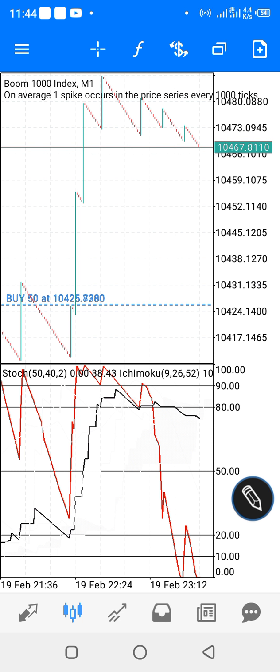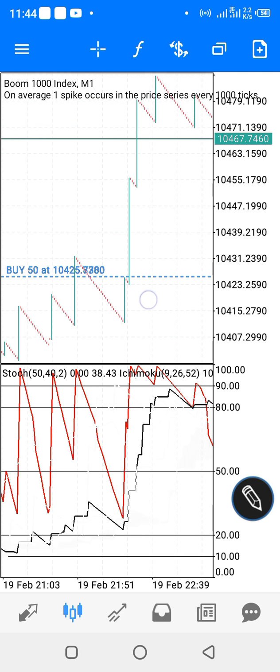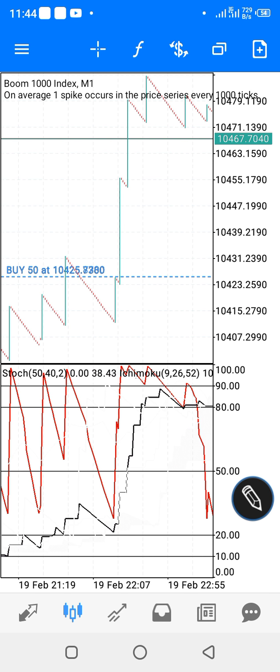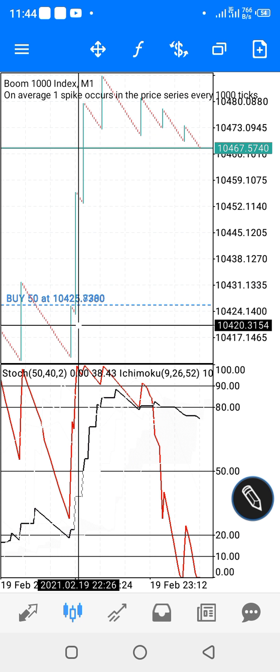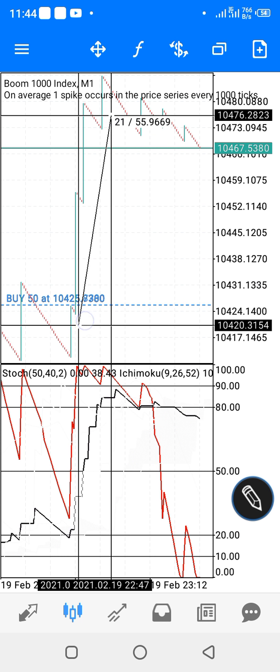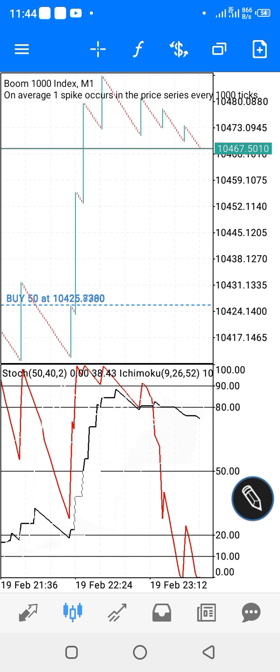If you look at this, you could see that I bought. This is where I entered the market. This is Boom 1000. Instead of sell, what did I do? I rather entered with a buy, and look at where it has reached now. From here to here, that is a very great thing to get to know.